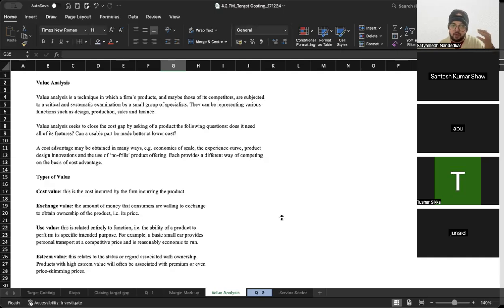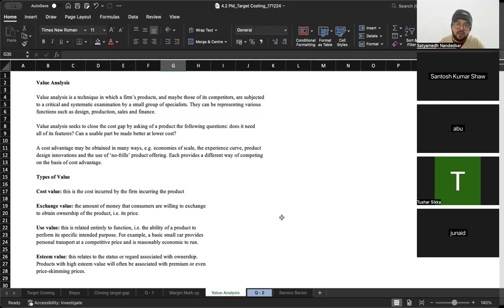Sorry, that is one approach where you consider whether a particular part is essential or not, and then you remove it if it is not required. Or can a usable part be made better at a lower cost? Say, for example, the buns that are used in making the burger. If you purchase it from an outsider, it is costing you 5 rupees per bun. But if you make it in-house, it will cost you less. So the question is, do you need to source it from an external supplier, or can you make it in-house? Because if you make it in-house, you are saving cost. So you will have to do a comparative analysis, and then that will help you in controlling the cost and bringing it within the target cost range that has been decided.